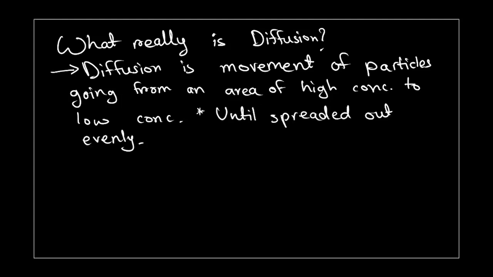So yeah, this definition does make sense because in the first example we gave, we had this test tube where there was a purple crystal and this was very, very concentrated. So as you can see, it went from an area of high concentration slowly to an area of low concentration until it was spread out evenly in around 24 hours.